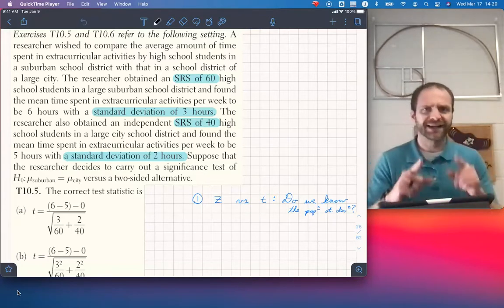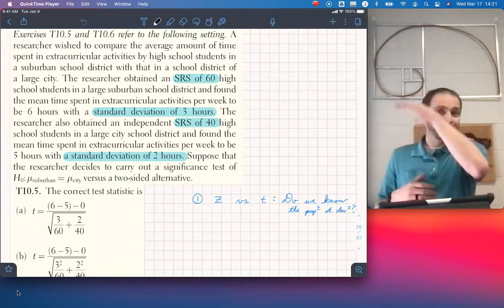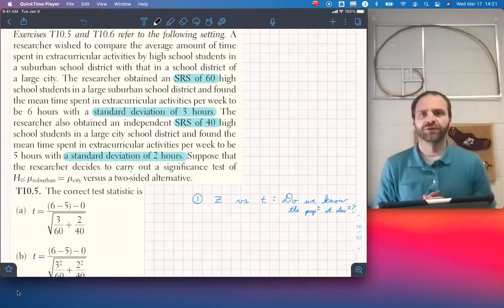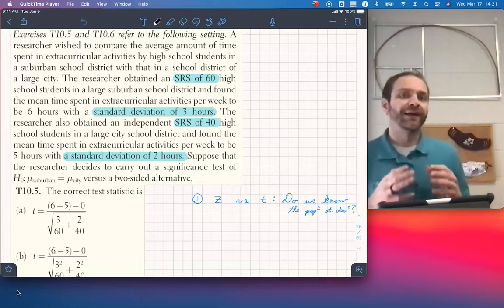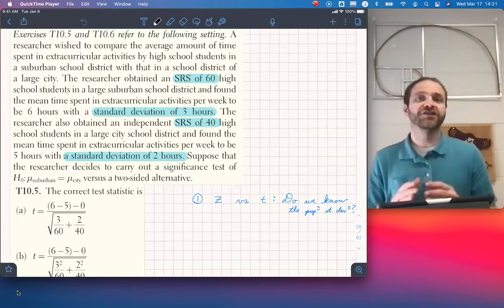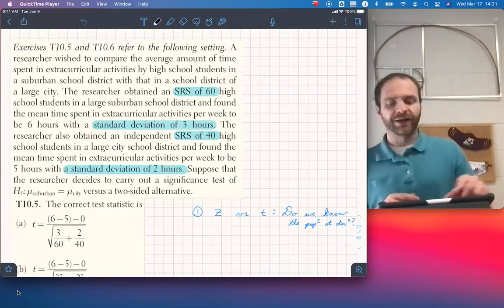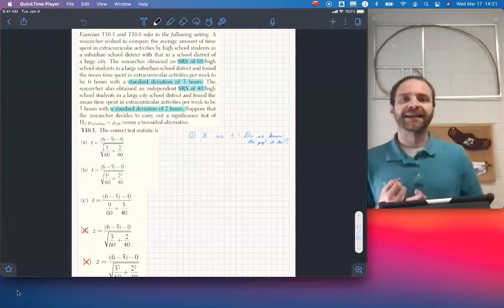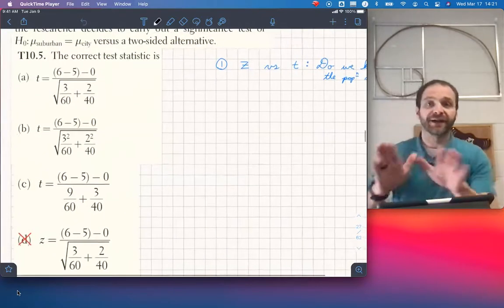The correct test statistic is Z or T. Well, anywhere in that whole thing does it tell me the population standard deviation for the large city school is, or the population standard deviation for the suburban school is? No. It gives me the standard deviation from the samples, which means I am dealing with a t-test. So I can eliminate choices D and E right away. And that's how you kind of have to approach it. Now, I'm going to do the same thing I did before.